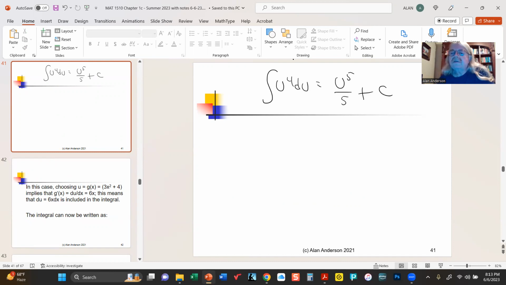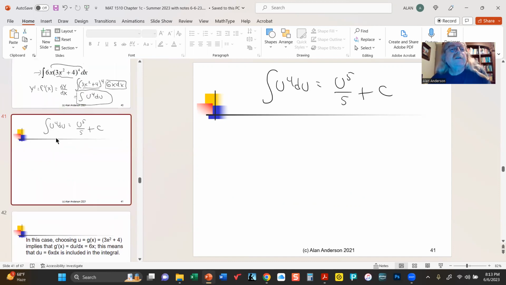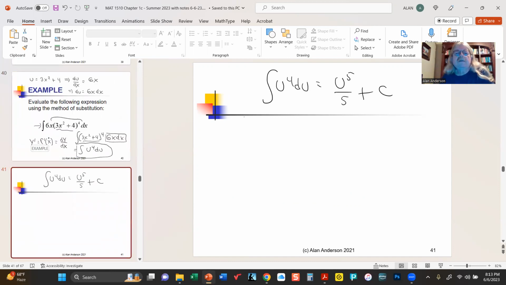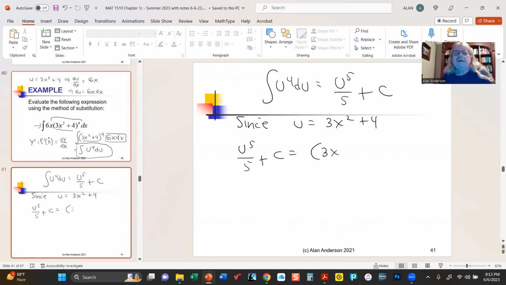Now we're not done because we still need to know what the actual function is in terms of x. But remember, we defined u to be 3x squared plus 4. Therefore, our result can be easily rewritten as 3x squared plus 4 to the 5th power over 5 plus c. Wow, that was a very clever way of getting around a very, very messy situation.